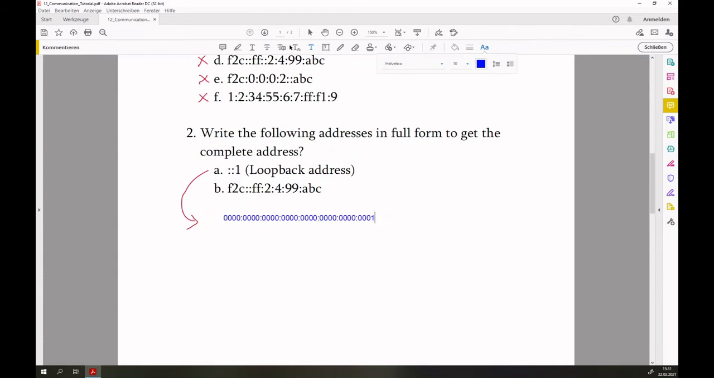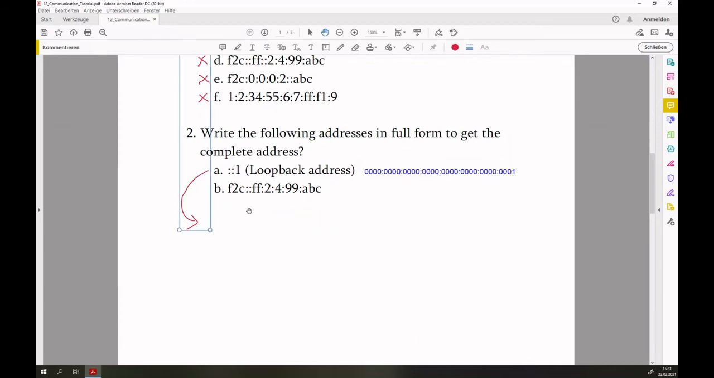So, let's move this to here, because this is the answer for here, and let's continue with B. So for B, we do exactly the same. So let's have a look at it. So if we do the B, then we'll see the following.